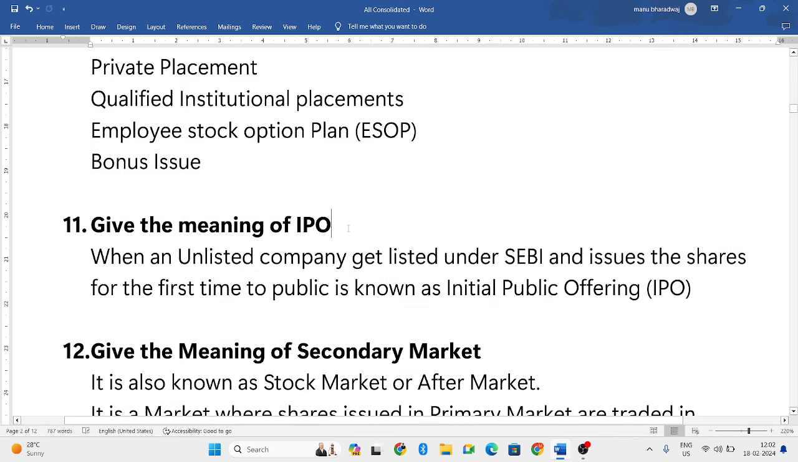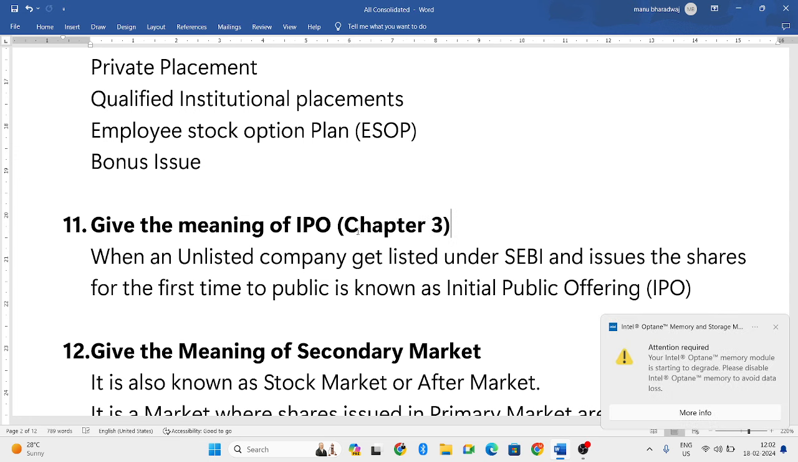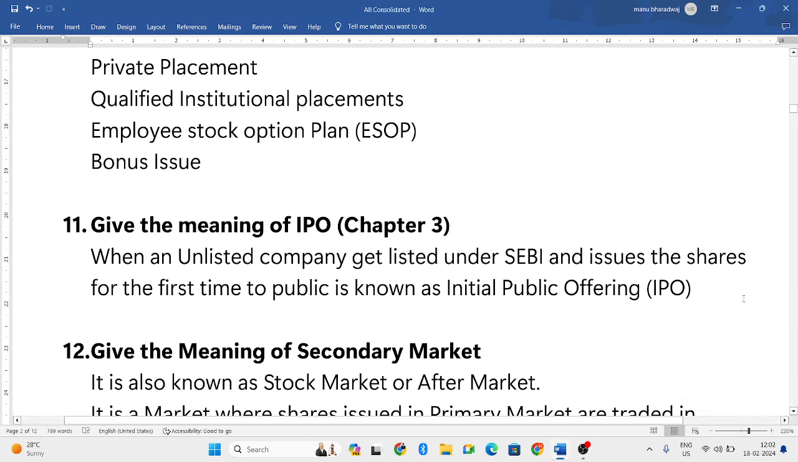Meaning of IPO. IPO is initial public offering. Chapter number 3. So when an unlisted company wants to issue the shares, it will get first listed under the SEBI, and the first time it will issue its shares to the public. That is known as initial public offering.